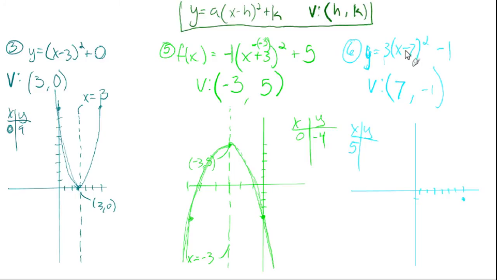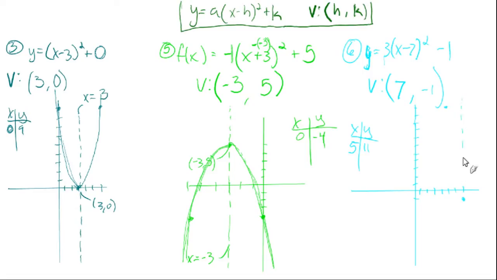5 minus 7 is -2. -2 squared is 4. 4 times 3 is 12. And 12 minus 1 is 11. That's already pretty big. So it's a good thing we didn't choose 0. So 1, 2, 3, 4, 5, 6, 10, 11. Okay, and that point is at 5, comma 11. Right about there.